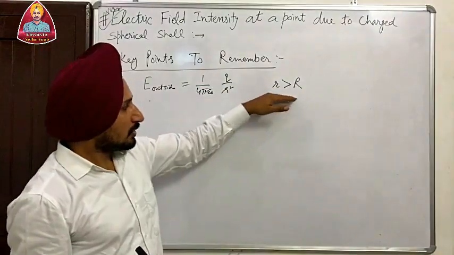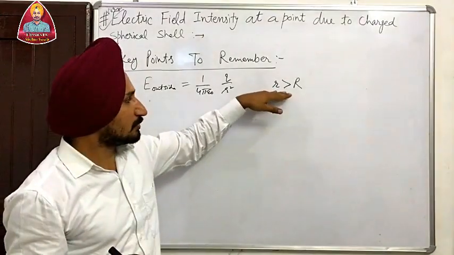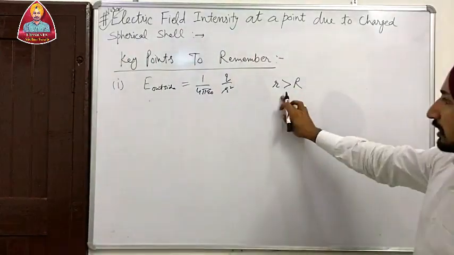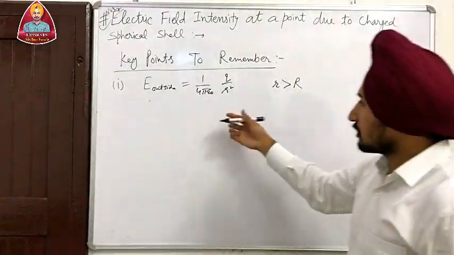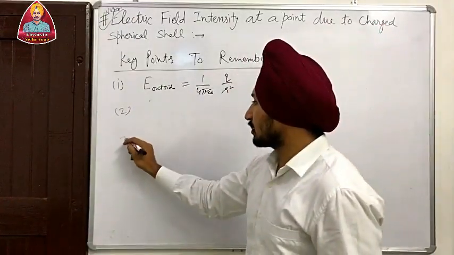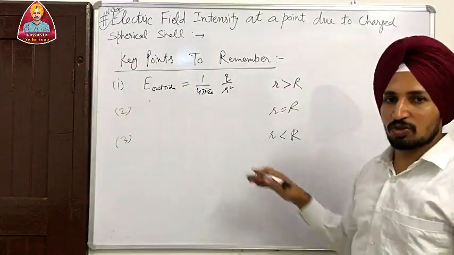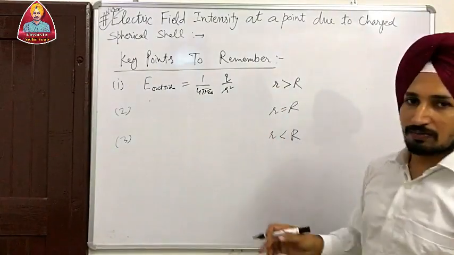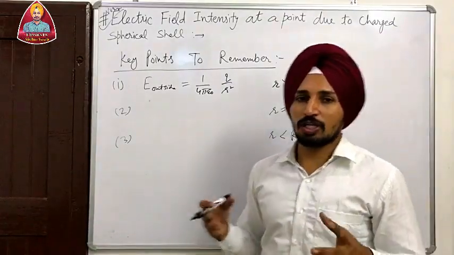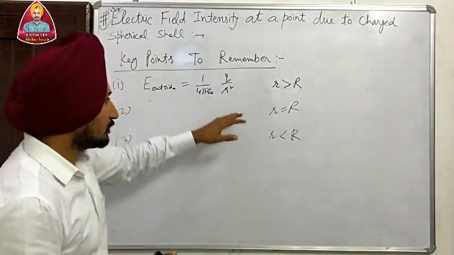In the board exam, you may be asked in this manner also, that find the electric field intensity for different points, that is for r greater than capital R, second, r is equal to capital R, and third, r is less than capital R. In the board exam, you may be asked in this manner, r greater than, equal to, or less than. So we have to write the full article which we discussed previously.